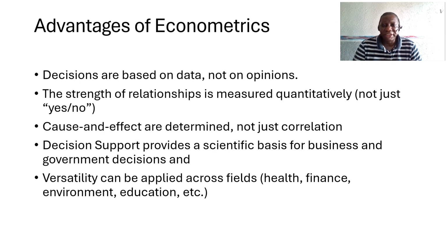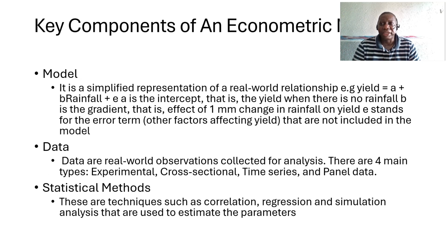Decision support provides a scientific basis for business and government decisions. And like I've said before, econometrics can be applied across various fields. That's an important key advantage. So what are the various components of an econometric model?